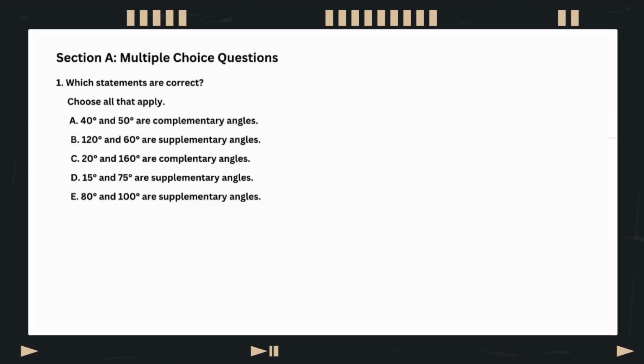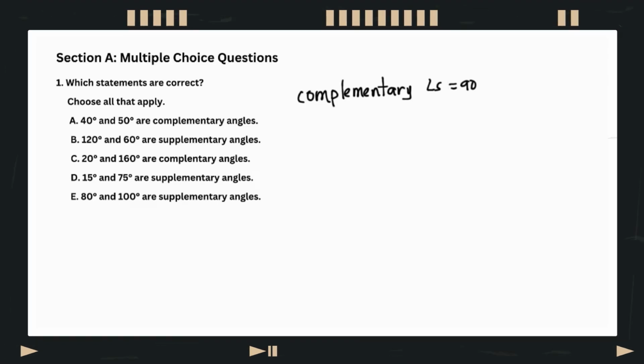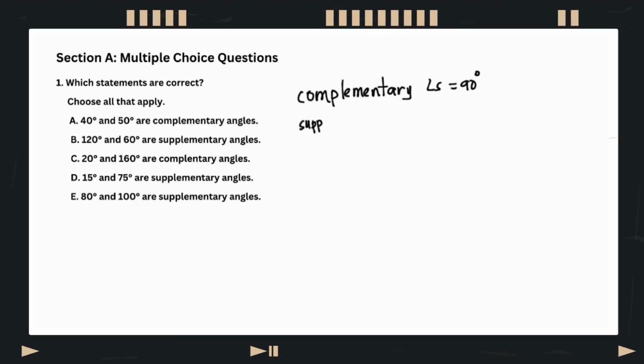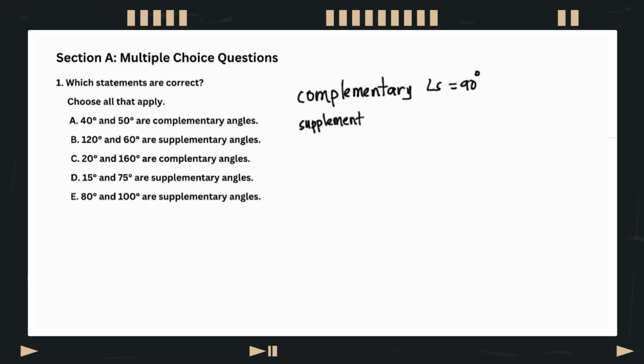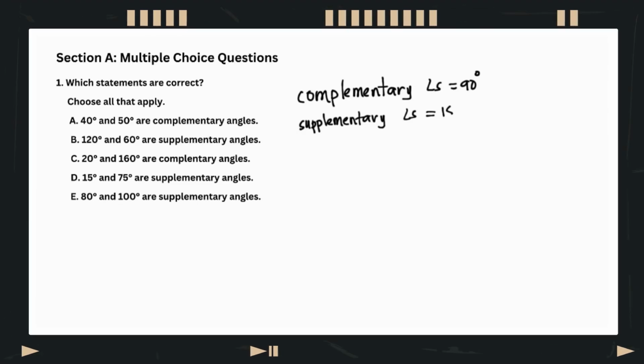Question 1. Which statements are correct? Choose all that apply. Before we answer this question, let's first define what a complementary angle and a supplementary angle are. Complementary angles are two angles which have a sum of 90 degrees. So when you add two angles, it's equal to 90 degrees. On the other hand, supplementary angles are two angles that when you add them, equal 180 degrees.